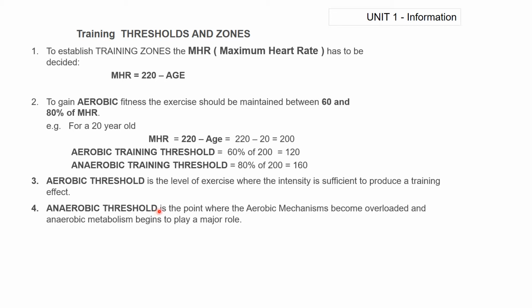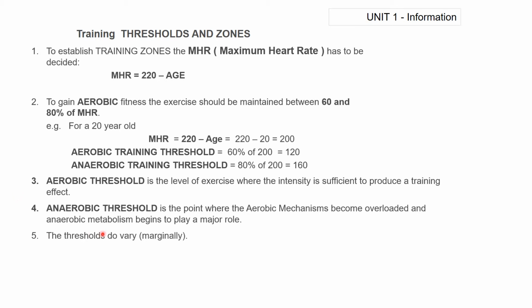Anaerobic threshold is the point where the aerobic mechanics become overloaded and anaerobic metabolism begins to play a major role. So like I said, your intensity's gone up, your heart rate's beating faster. Once it gets over 160, so 165, 170, then you're in your anaerobic training threshold. The aerobic mechanics can no longer support you, so you start to use anaerobic metabolism.